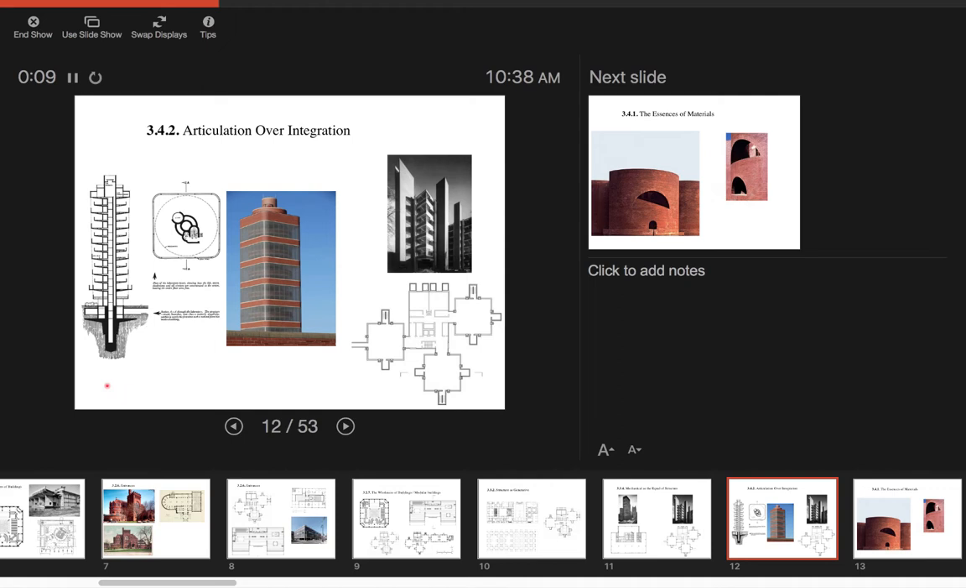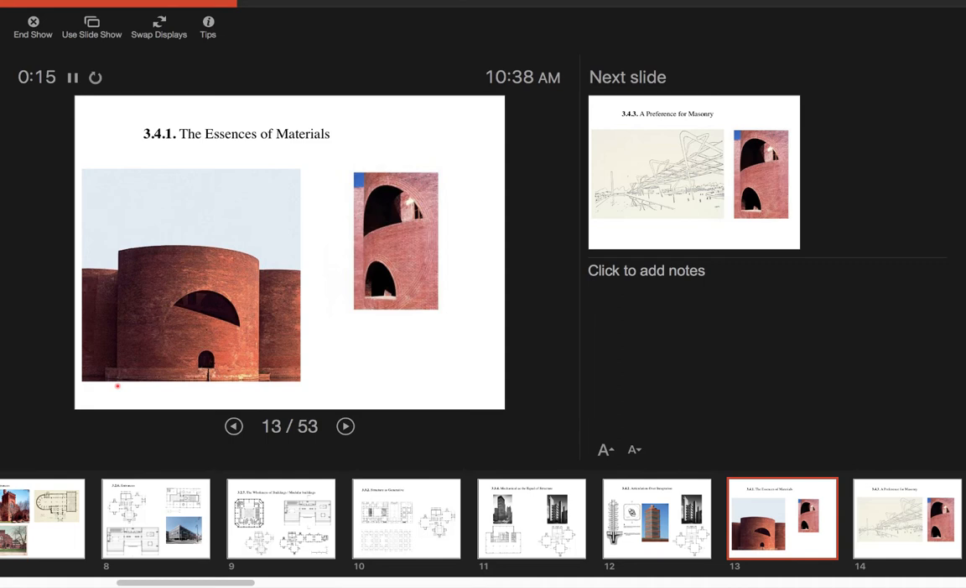The essence of materials. So we'll talk more about that in the second half of our discussion today, but bricks like an arch. Brick can be spared the work by a concrete lintel, but no, I could do it myself.